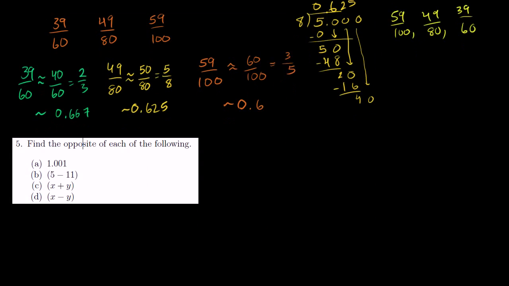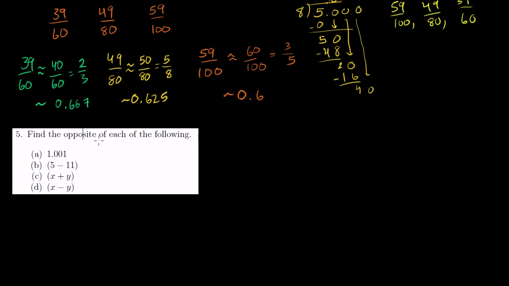Let's do problem number 5. Find the opposite of each of the following. And when they say opposite, I think they mean find the negative or find the reflection on the number line. So we essentially just have to multiply all of these numbers by -1. So for part A, the opposite of 1.001 would be -1.001.